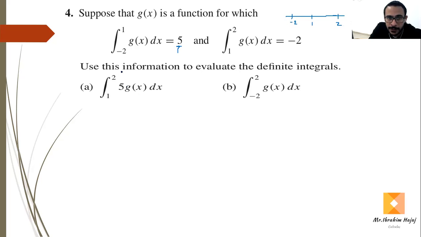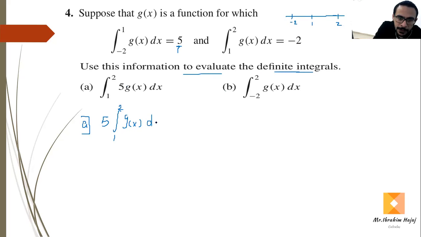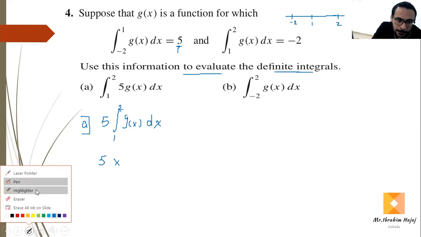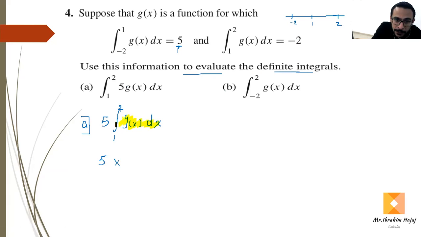So guys, what is the value of the definite integral? Letter A, we can answer it now. We can write the 5 first, and from 1 to 2 of the function g of x dx. Do I have from 1 to 2? Yes, already. So it's 5 times the value. What's the value of the integral of this? It's given up here, which is -2. So 5 times -2 is equal to -10.